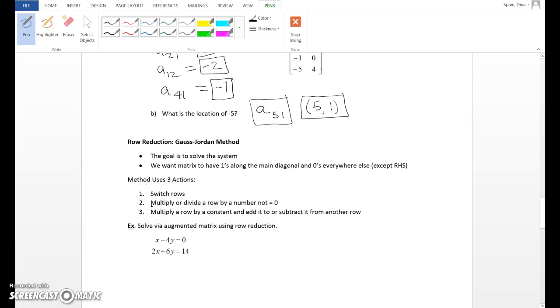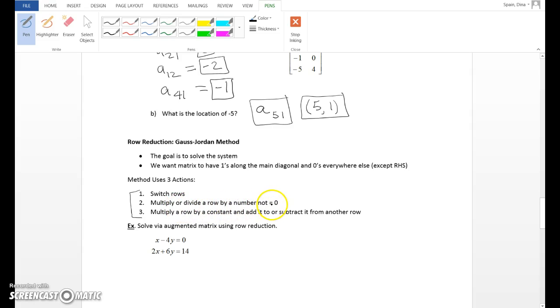So to do that, I'm going to use these 3 actions. These are the 3 main actions that this Gauss-Jordan method uses. You can switch rows, because this is all going to be done in an augmented matrix. But if you think about them as equations, all of these make sense. You can switch rows around when trying to solve an equation. That won't change the solution.